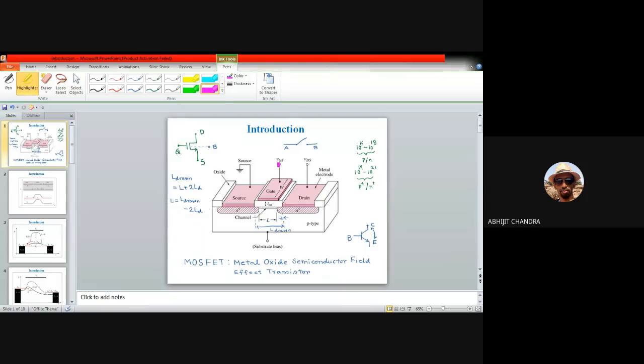Now what happens if we apply some positive voltage over here at the gate terminal? Suppose you are increasing the voltage from say 0 volt to 0.5 volt, 0.5 volt to 1 volt, and so on.